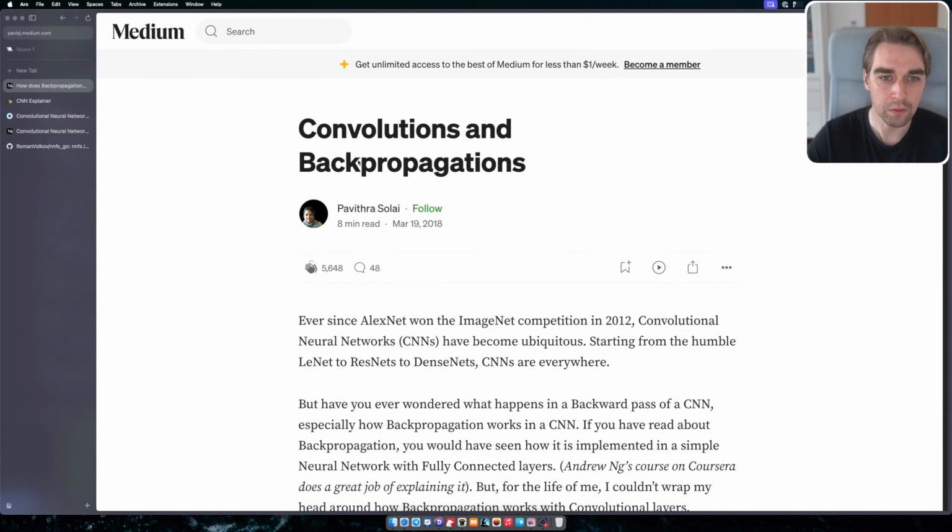This one again is called Convolutions and the Backpropagation. If you want, you can take a look by yourself. Don't forget to clap or leave a comment if you're a member of Medium, which I'm not.